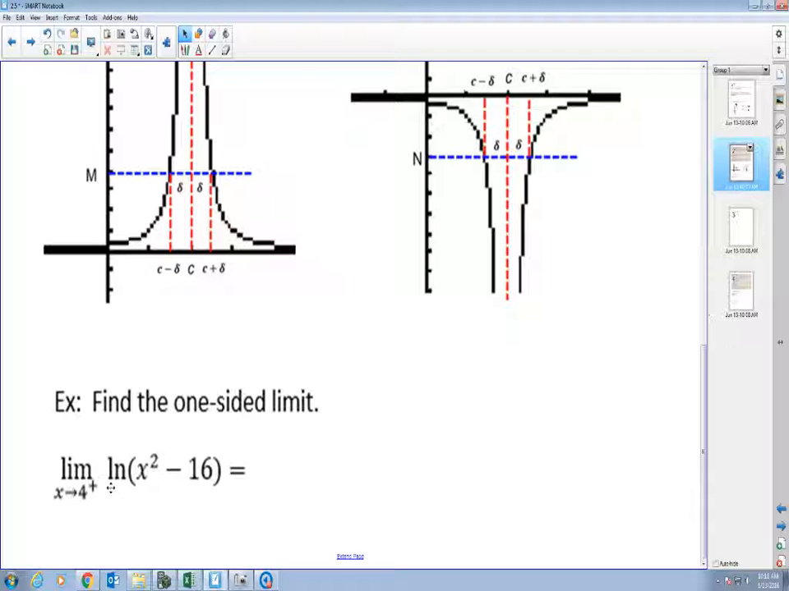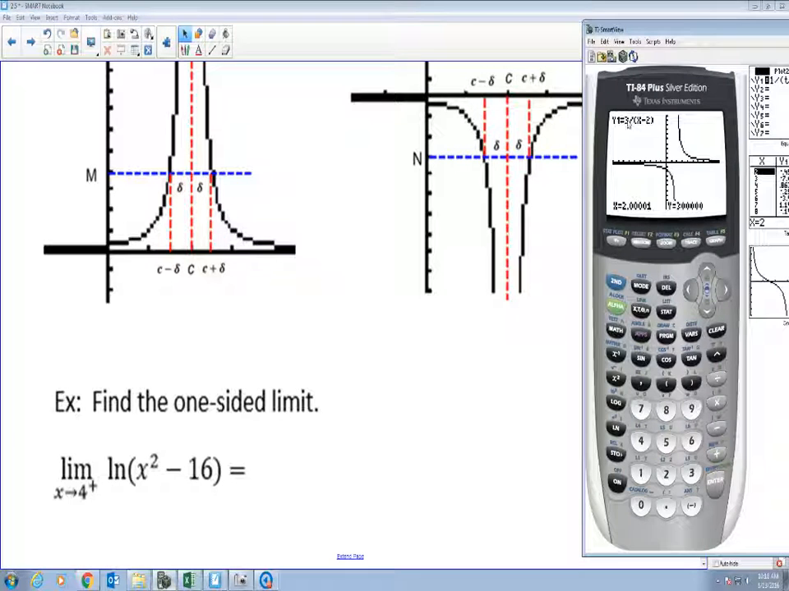Let's take a look at these one-sided limits. The limit of natural log of x squared minus 16 as x approaches 4 from the right-hand side. Let's see what's going on here. I want to graph it first. This is what it looks like. I need to approach 4 from the positive side. It looks kind of weird.